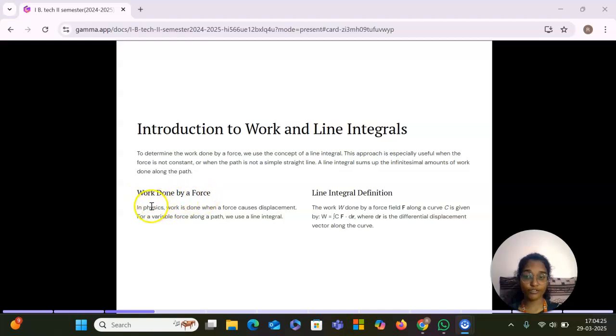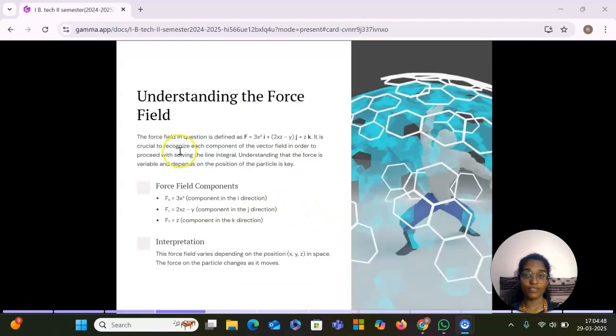Here, work done by a force. In physics, work done is when a force causes a displacement. For a variable force along a path, we use a line integral. The line integral definition is: the work done W by a force field along the curve C is given by W equals the integral over C of F dot dr, where dr is the differential displacement vector along the curve.